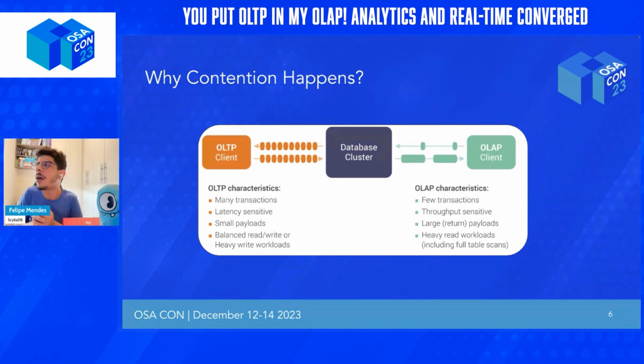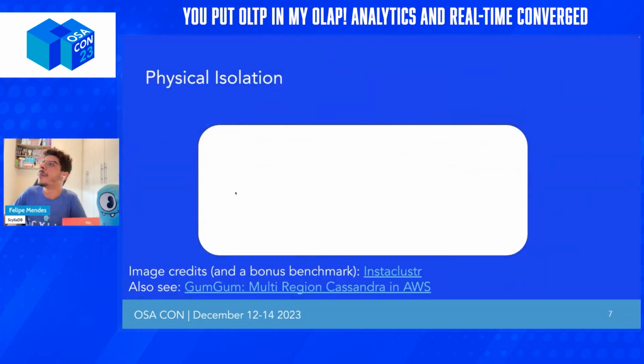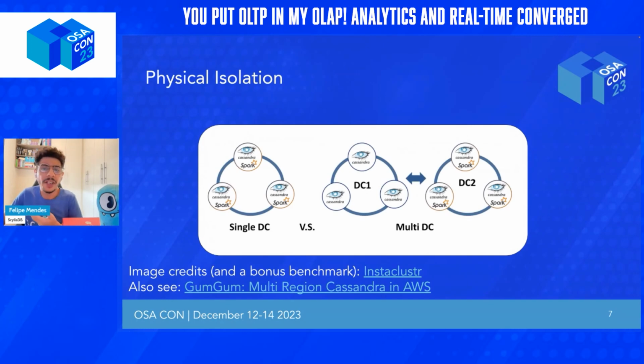Still, we now just understand the problem, but how do we actually solve it? Well, one often employed strategy is to simply physically isolate these resources. For example, in an Apache Cassandra deployment, you would simply add a new data center and separate your real-time processing from your analytics one.